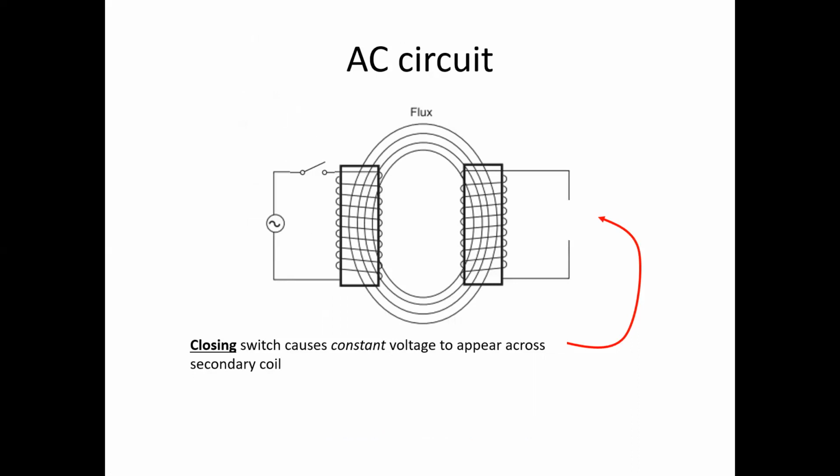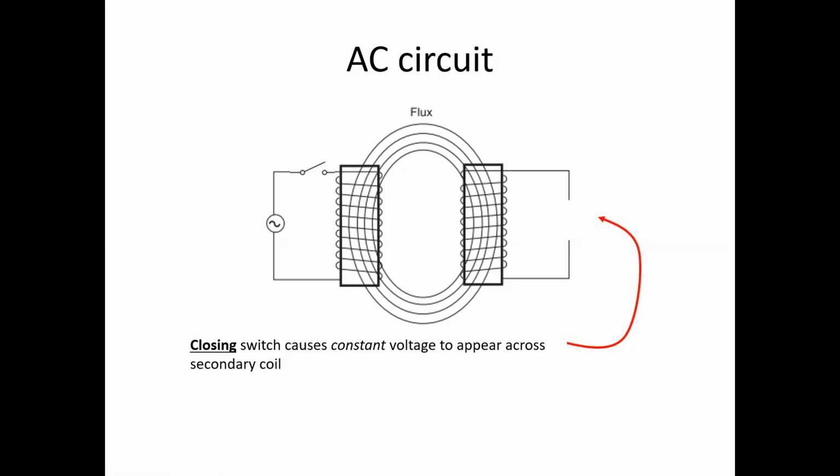In an AC circuit, something quite different happens. When I close the switch, this electromagnetic flux is expanding and contracting 60 times every second. That means there's constant relative motion between flux and conductor. And so what that will cause is a constant voltage to appear across the secondary coil.